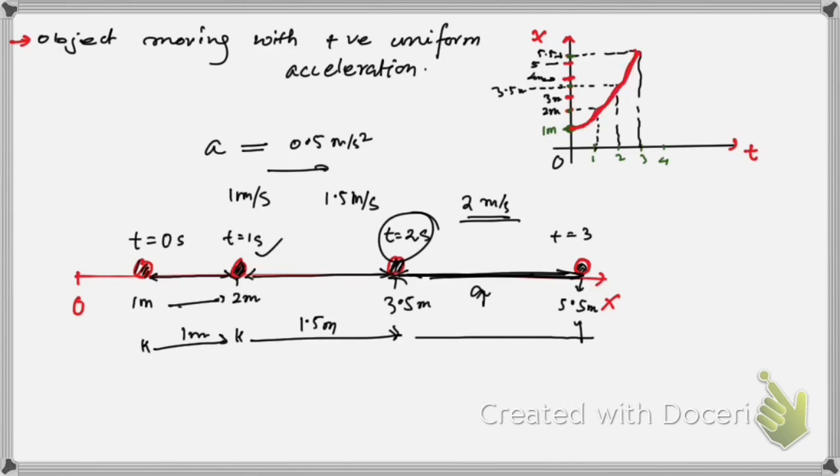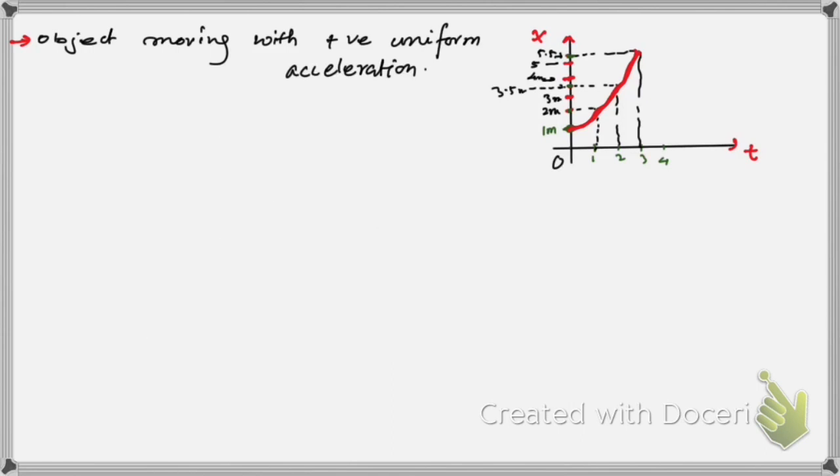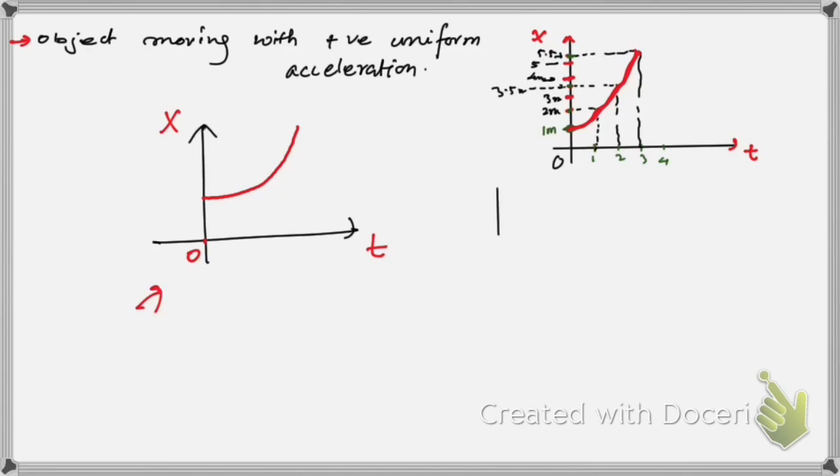Let me clean this. So this is the time axis, and this is the x-axis, the position axis, and this is 0, the origin. Then for an object moving with positive acceleration, the shape of the graph will be like this. And if the object is moving with negative acceleration, it will be concave downward, so its shape will be like this.